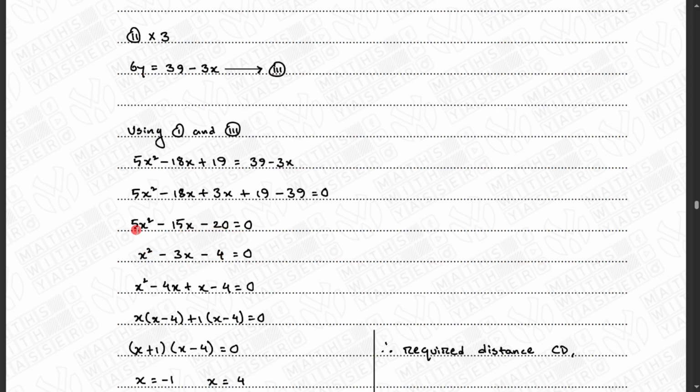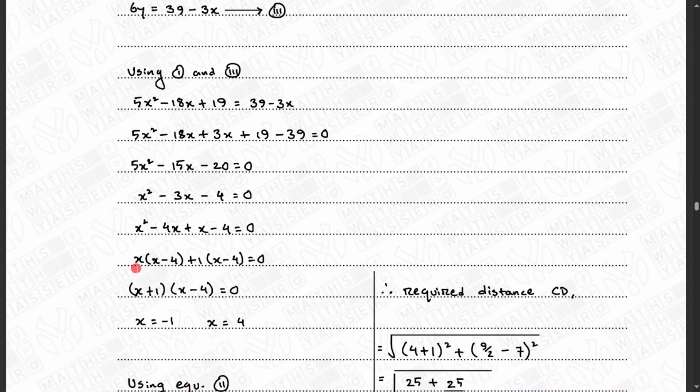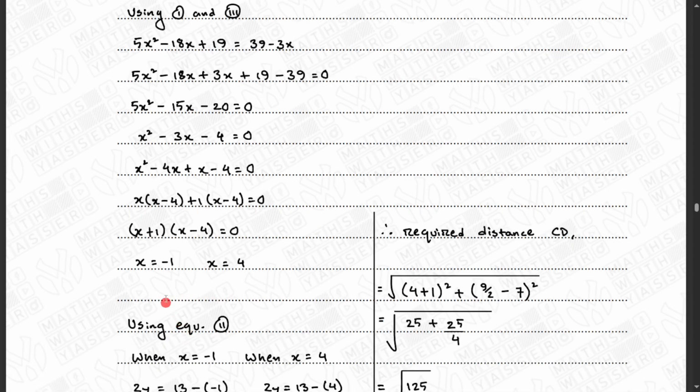So now we can simplify it further by dividing both sides by 5, as I can clearly see that these are all multiples of 5. So we can write it as x squared minus 3x minus 4 equals 0. Then we can do middle term break, so that will be x squared minus 4x plus x minus 4 equals 0. Then we can take x common and it becomes x times x minus 4 plus 1 times x minus 4. So the factors are x plus 1 and x minus 4. That means x is negative 1 and x is positive 4.